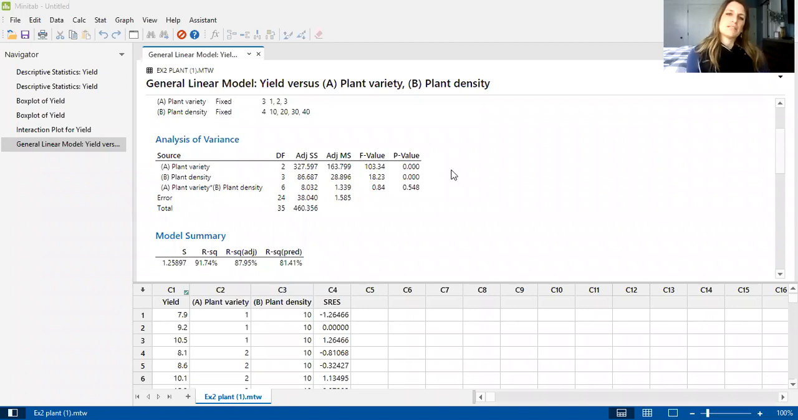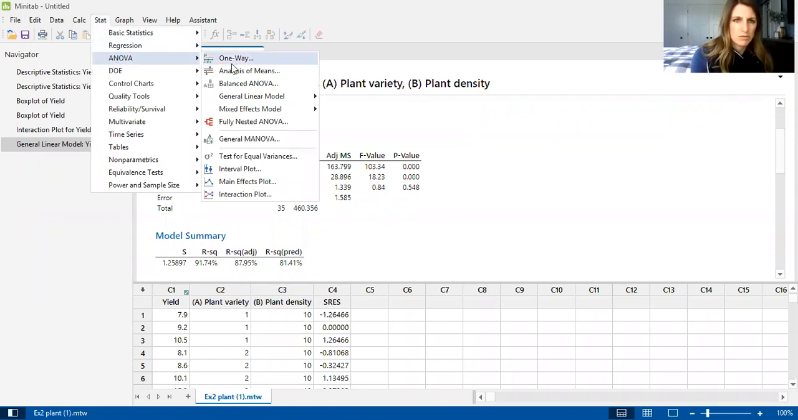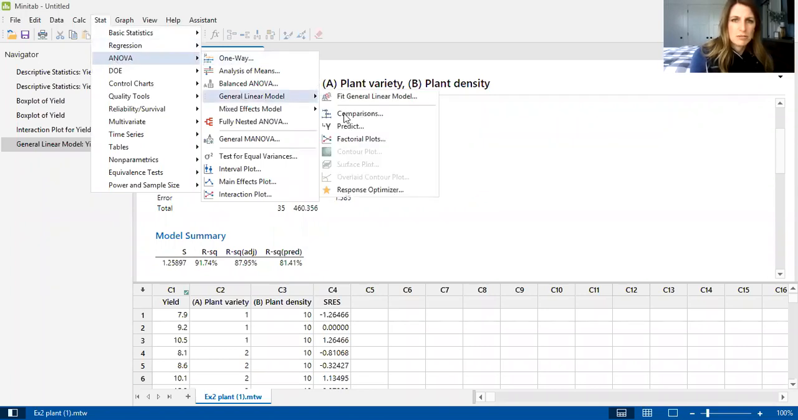Okay, so now I'm going to pick up where I left off, and I am going to calculate Tukey's on this example that we're looking at here. Since we rejected the null for both factors, I'm going to run Tukey's twice, once for each factor. So I'll go to Stat, the same place I normally go, ANOVA, and under General Linear Model, Comparisons.